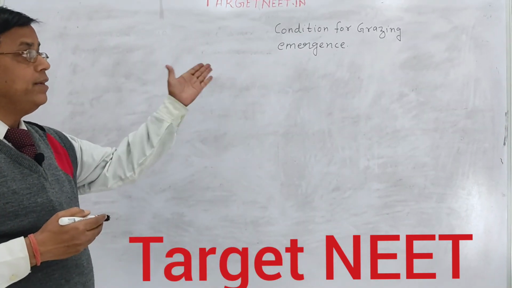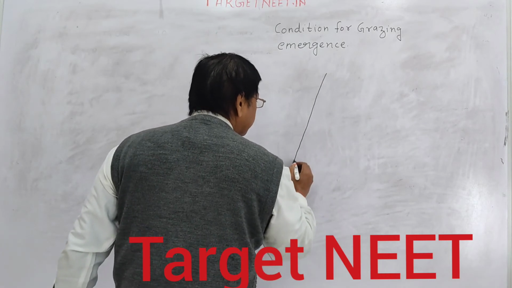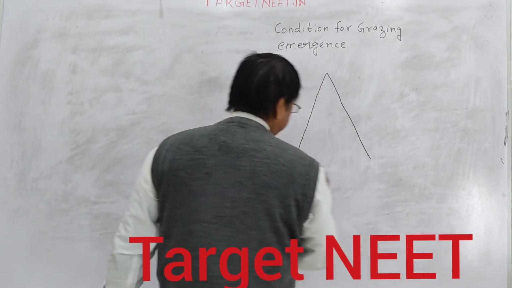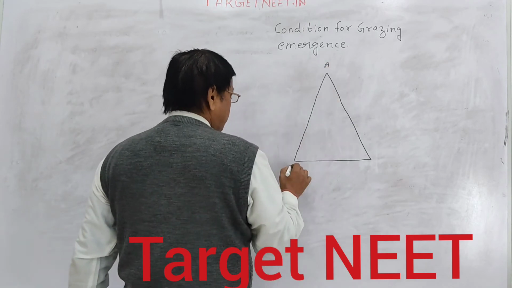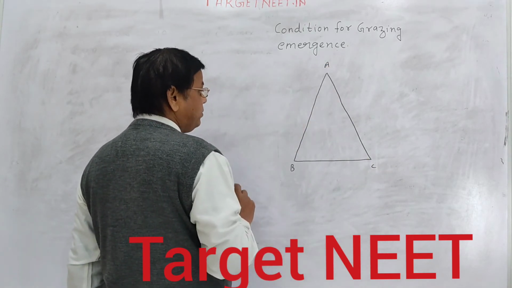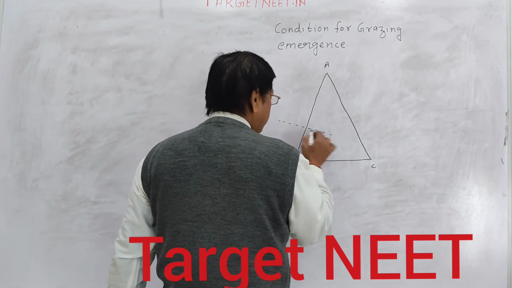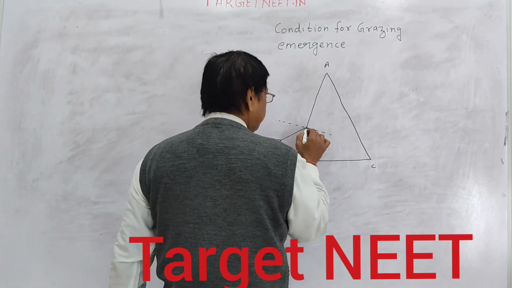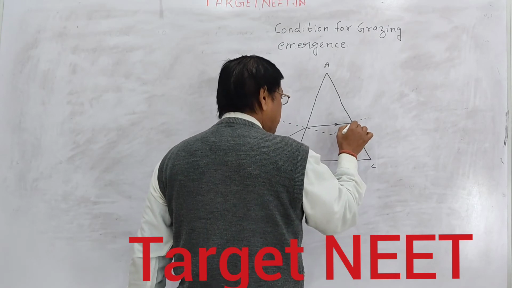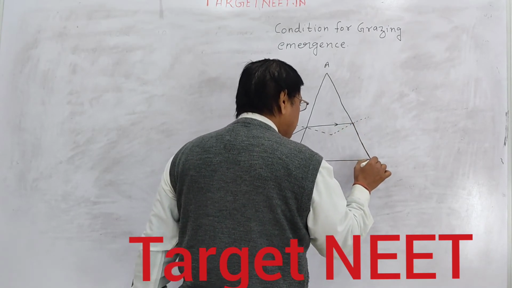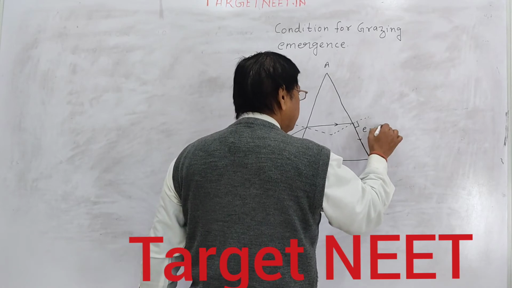Now, condition for grazing emergence. What does it mean? Suppose this is a prism ABC. Now if light is incident like this, and emergent ray passes like this, means angle of emergence is 90 degree. Then this is called grazing emergence.